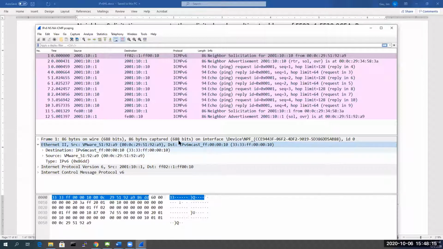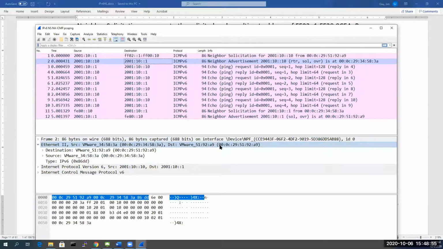So when 2001:10::1 wants to talk to 10, it is going to send out a multicast destination IPv6 address with the multicast MAC address here. So layer 2 and layer 3 are both multicast. And the switch will not bother anyone but the one who subscribed to this 00010. This is the subscribed address of the host 2001:10::10, and then it is going to respond back. And here it's going to be a unicast.